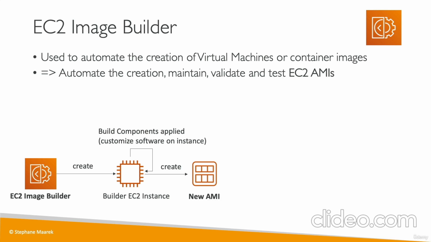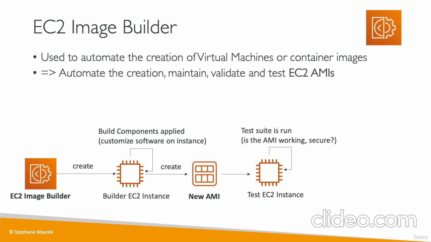Then the AMI is created, but we want to validate it. So EC2 Image Builder will automatically create a test EC2 instance from that AMI and run a bunch of tests that you define in advance. And if you don't want to run any tests, obviously you can just skip that. But the test can be asking: is the AMI working? Is it secure? Is my application running correctly? All these kinds of things.